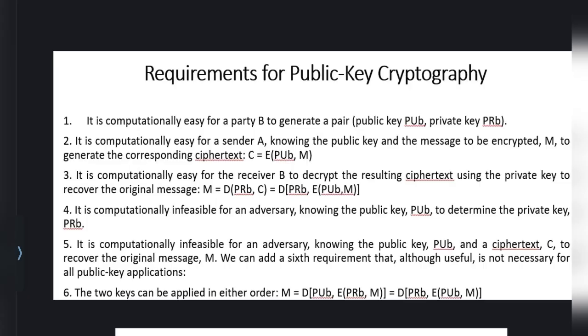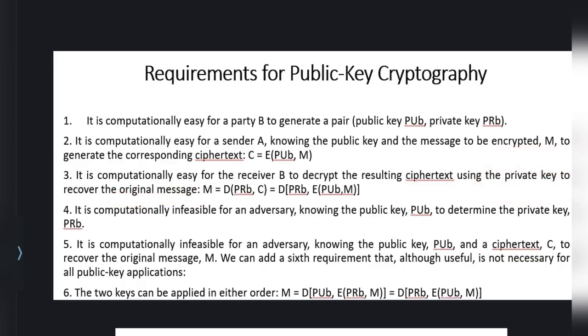So let's look into the requirements. The first requirement is key generation. That is, it is computationally easy for party B to generate a pair of public key and private key. Next, it is about encryption. Sender A, knowing the public key and the message to be encrypted, M, can generate the corresponding ciphertext. That is the encryption purpose. Then we have the decryption purpose. Here the recipient should be able to recover the original message from the ciphertext using the private key.